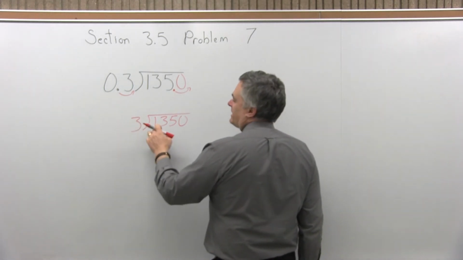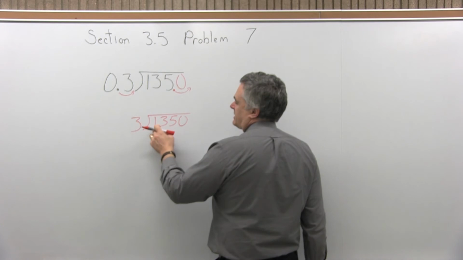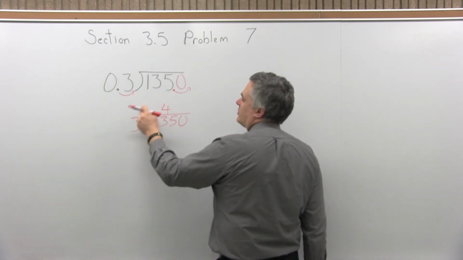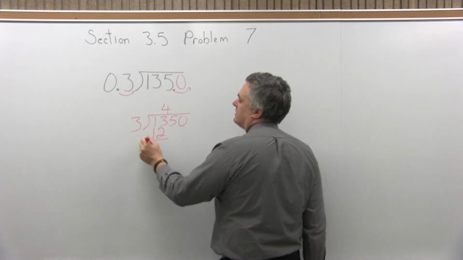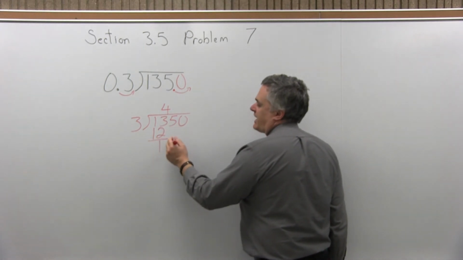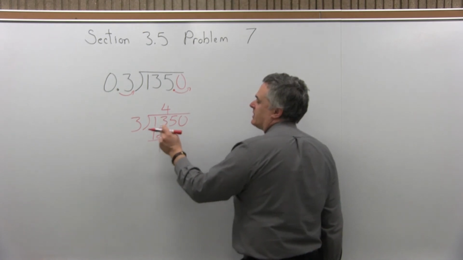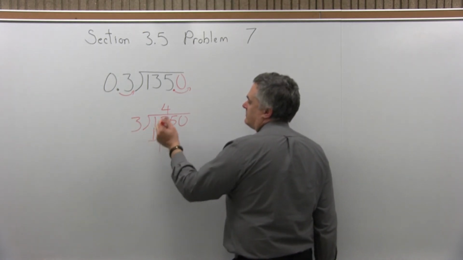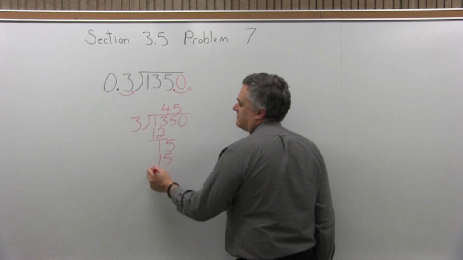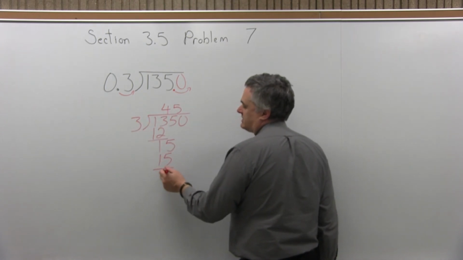Now, 3 divides into 1, it just doesn't. 1's not big enough. 3 divides into 13 4 times. 4 times 3 is 12. 13 minus 12 is 1. The next digit over is a 5. You bring that down next to the 1. 3 divides into 15 5 times. 5 times 3 is 15. 15 minus 15 is 0.